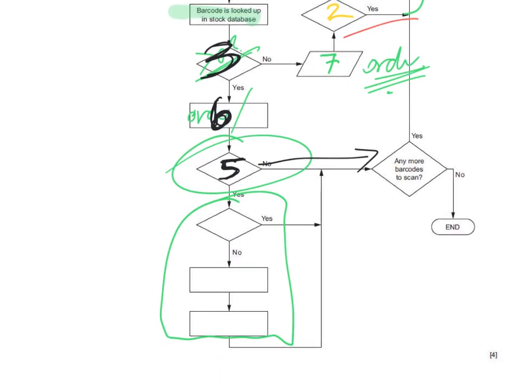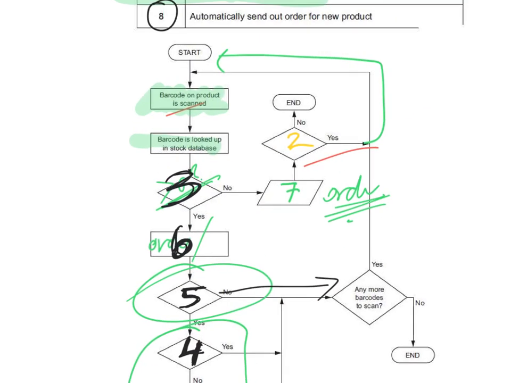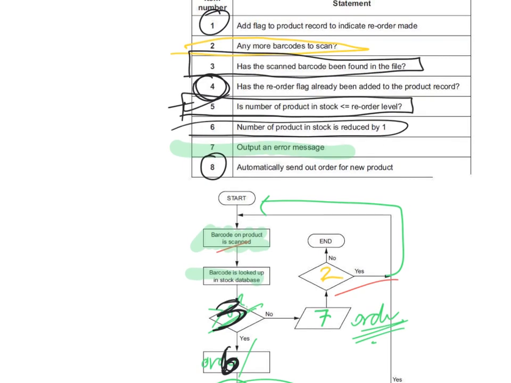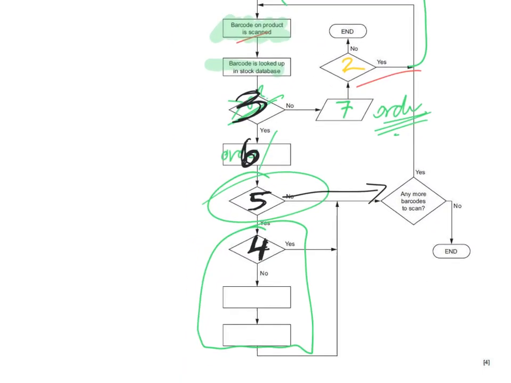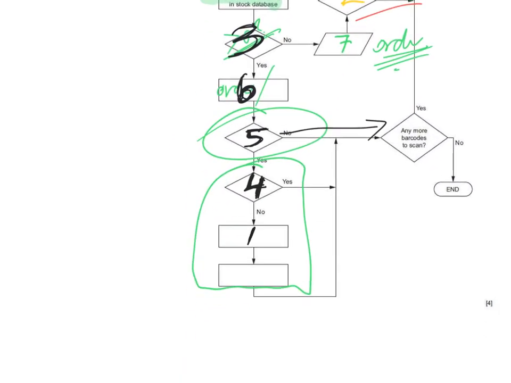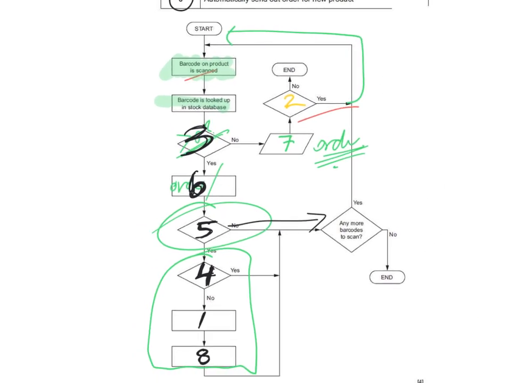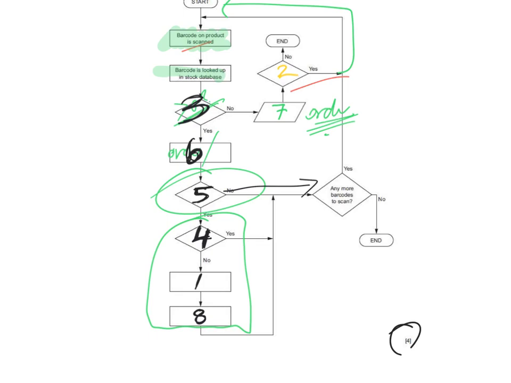4, 1, and 8. So the only one of those that was a decision we've got left, straightforward, that's 4. Has the flag already been set to reorder? As in, has it been ordered multiple times and therefore it's reduced? These last two, 1 and 8, add flag to indicate reorder made, automatically send. It actually doesn't matter which way around they go, so 1 and 8 is totally fine. That is quite a time-consuming question for only 4 marks too.